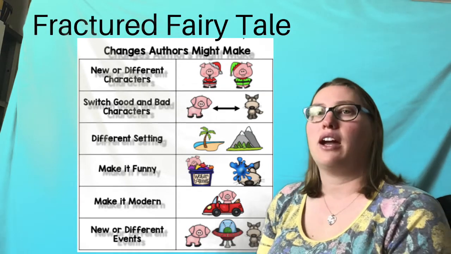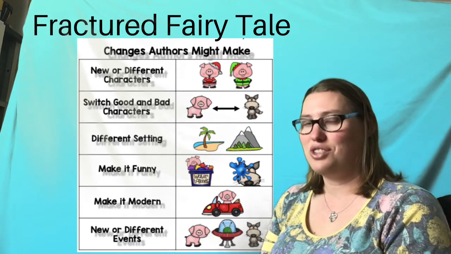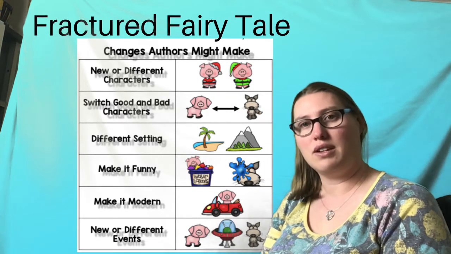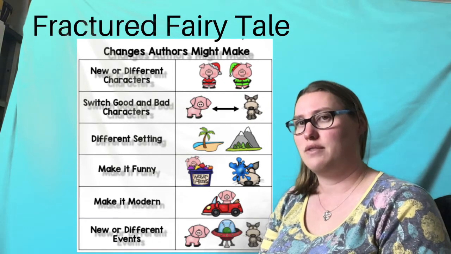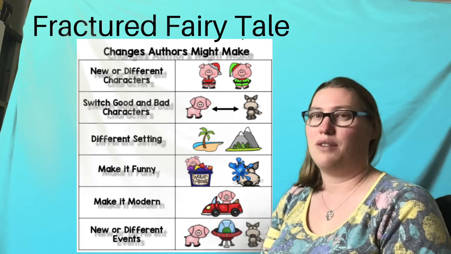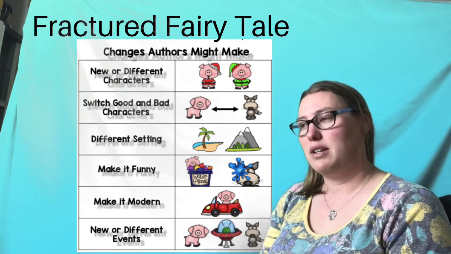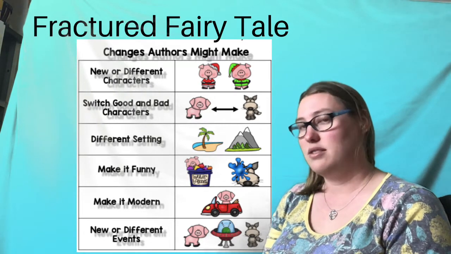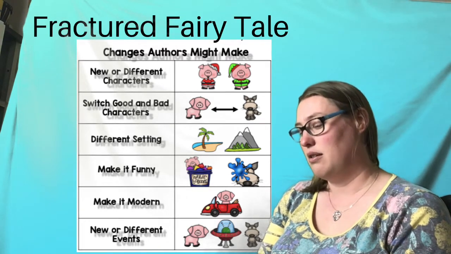And then I need to think about the characters. So I could keep the characters the same, or I could change the characters, right? So in the normal Cinderella, the classic Cinderella story, we have Cinderella, we have the evil stepmom and the evil stepsisters, and then we also have the fairy godmother, and then of course the prince. So for my characters, I'm going to have Cinderella, but instead of naming her Cinderella, I'm just going to name her Ella. Okay, so she's going to be my main character.